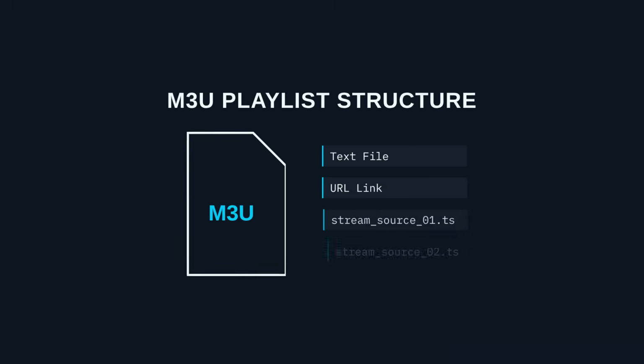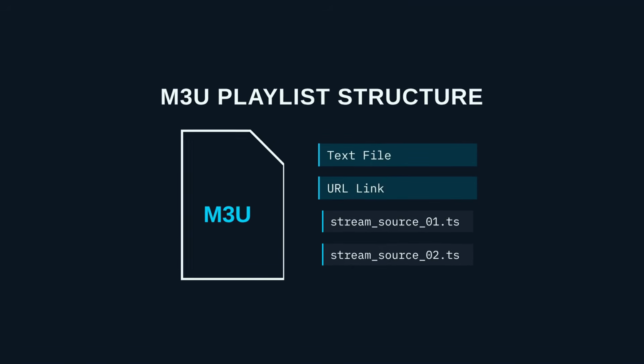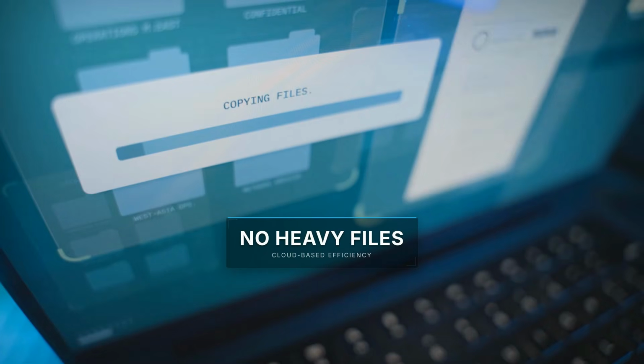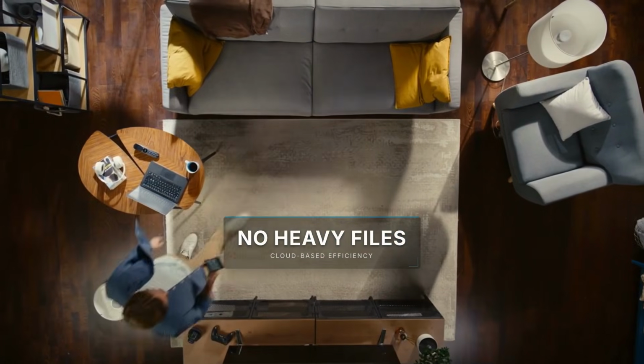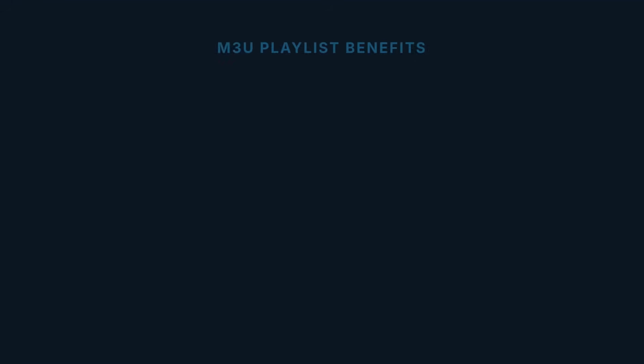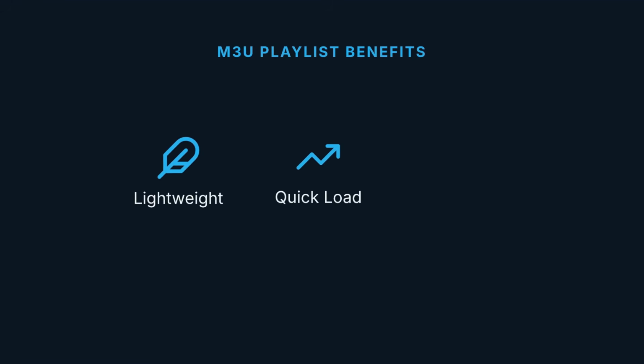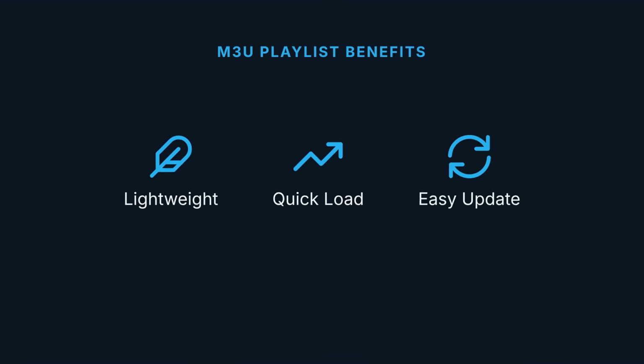An M3U playlist is essentially a simple file or URL that holds a collection of streaming sources. These sources link your chosen device to live television channels through an IPTV player. Instead of downloading massive files or storing heavy content directly on your device, everything streams straight from the internet. This makes M3U playlists incredibly lightweight, quick to load, and very easy to update.